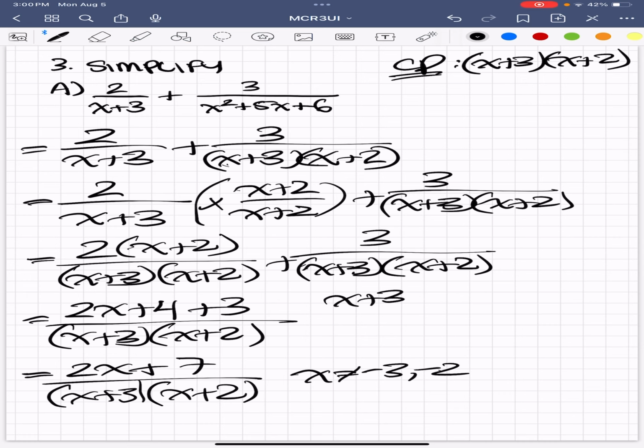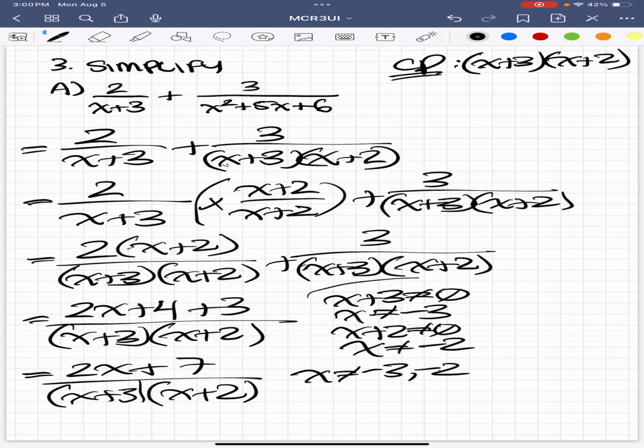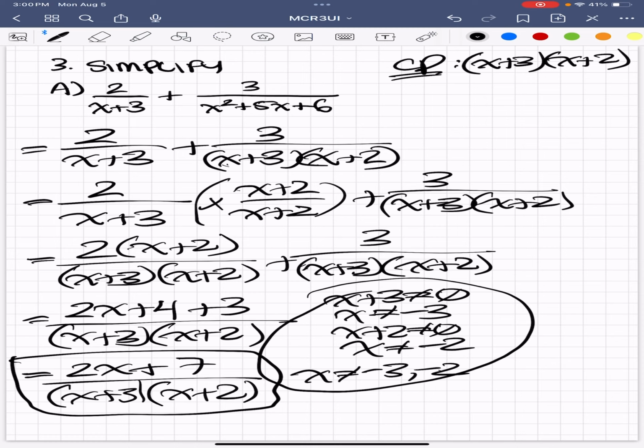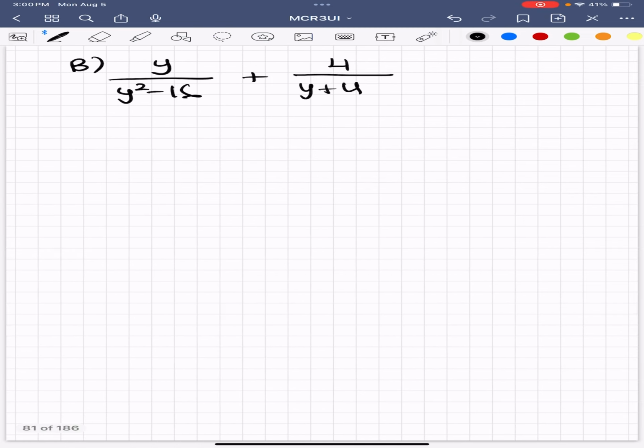So x plus 3 cannot equal 0, so x cannot equal negative 3. x plus 2 cannot equal 0, so x cannot equal negative 2. And there's our final answer. Simple, isn't it?